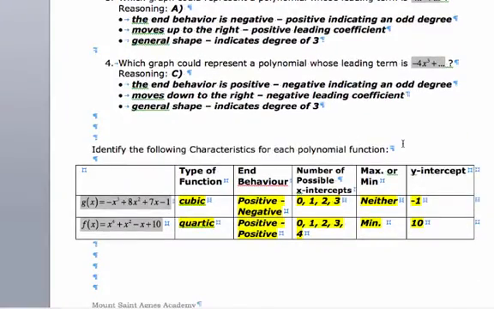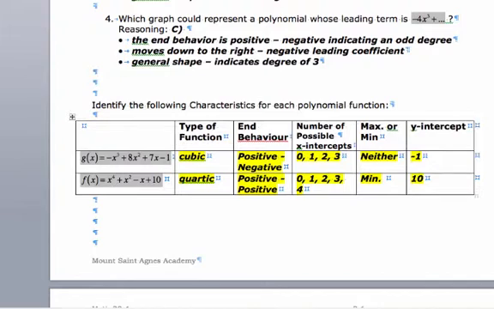Last thing here, identify the characteristics for each polynomial function. Create 2 different polynomials. First off, identifying what types they are. This first one is cubic because it is a third degree. Its end behavior is going to be positive, negative. We know that because it is an odd numbered degree and its leading coefficient is negative, so its right end behavior is going to be negative. Its left is going to be the opposite of that, so it's positive.